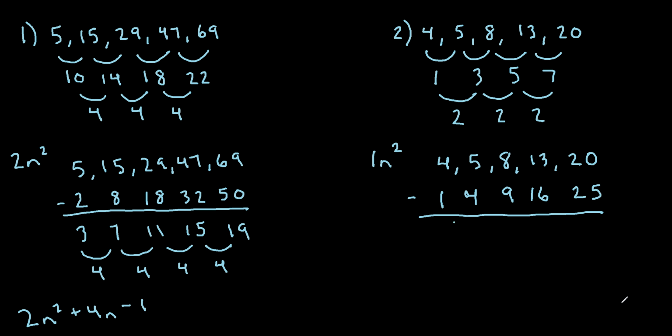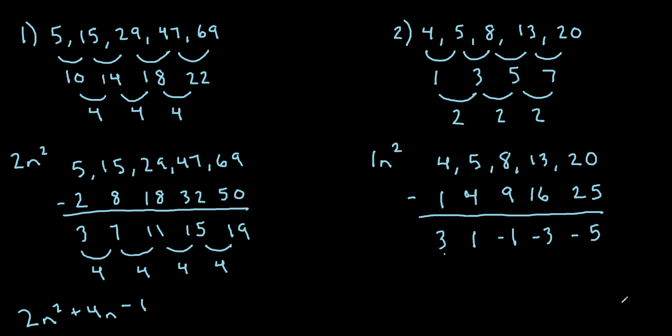So remember, we just subtract all of these numbers from the original terms. So 4 minus 1, that's 3. 5 minus 4 is 1. 8 minus 9 is negative 1. 13 minus 16 is negative 3. And 20 minus 25 is negative 5.